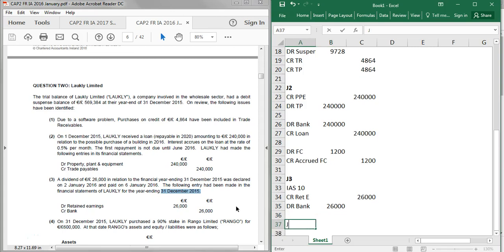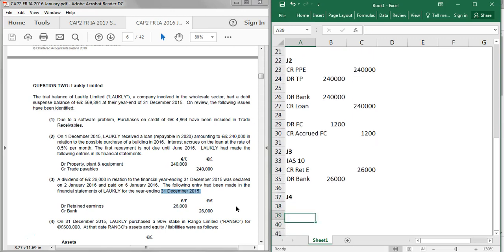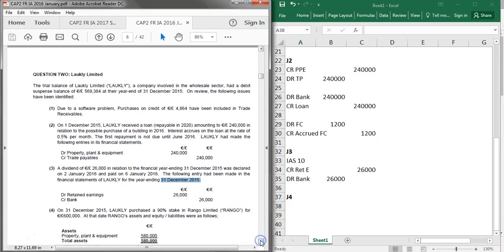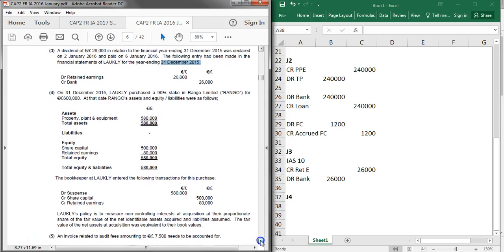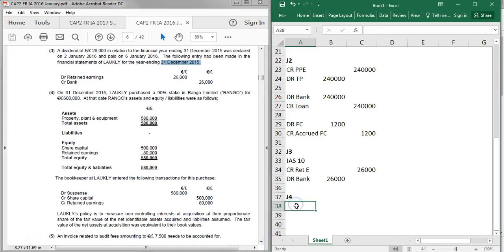So the next one then is Journal 4. So just keeping it nice and neat as we go down along. And again, see how the examiner brings in a couple of areas into the question. Here we have consolidation. So we have, at the year end, Laukly purchased a 90% stake in Rango for 600,000. So again, we're assuming there that's going to be controlled. So you're going to have consolidation of a subsidiary. You're given the fair value of the assets and liabilities and the net assets, which is 580.